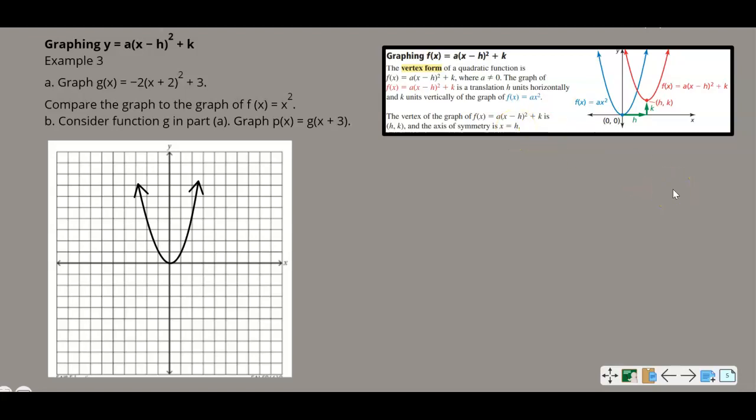All right, so for the function given, g of x equals negative 2 times (x minus negative 2) squared plus 3. Now, why did I write it in this form? Because it's supposed to be minus h, so that means h is negative 2. So if our h is negative 2, our k is 3, that means our vertex is (negative 2, 3). So we can go ahead and graph (negative 2, 3).